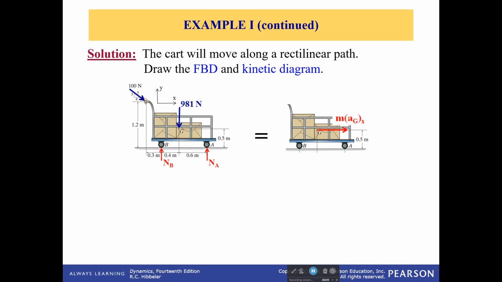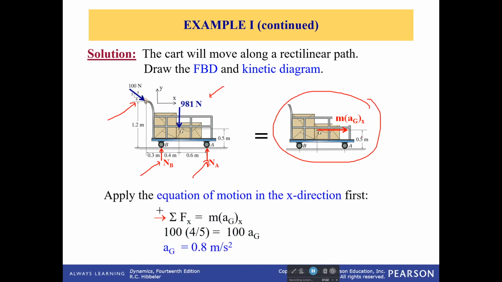So first thing we do is make a free body diagram. We show all the forces that are going to be acting on this: the force we're applying, the weight, our normal forces, and then we give the sense and direction. We're saying that's probably going to the right. With that, we can set up our equations of motion.